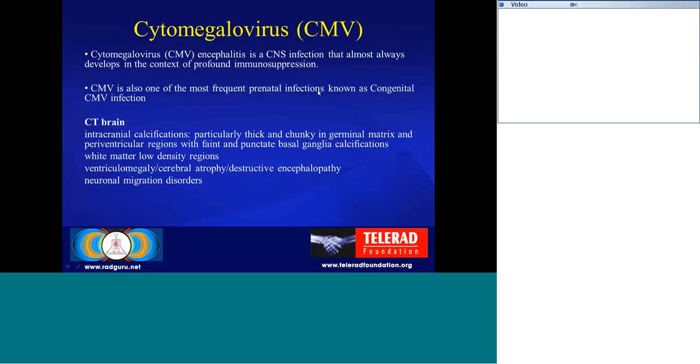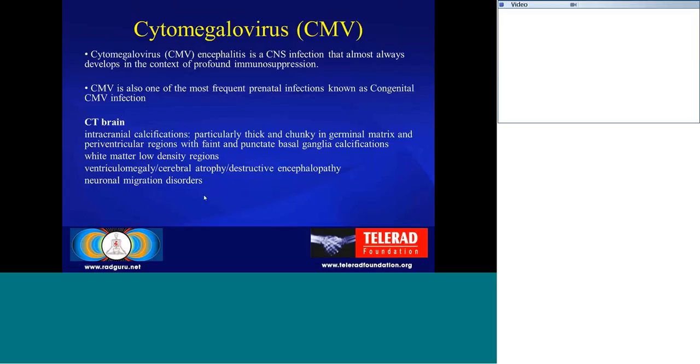So coming to another virus which affects the brain in neonates and profoundly immunosuppressed patients, the Cytomegalovirus. CMV is the most frequent prenatal infection, known as congenital CMV infection. Also it occurs in the neonates. So in the CT brain we will see intracranial calcification, particularly thick and chunky in the germinal matrix and periventricular regions, with faint and punctate basal ganglia calcifications. We find white matter low density regions, and there will be ventriculomegaly, cerebral atrophy, destructive encephalopathy, and neuronal migrational disorders.